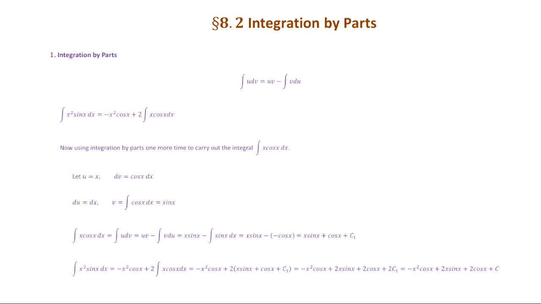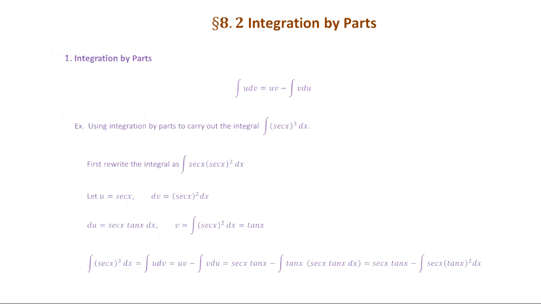So let's just do one more problem to finish this section. Integration by parts, this time we need to carry out the integral of secant x cubed. Again, you cannot find the answer directly from the formulas or use substitution. They will not work. If you try to substitute u to be secant x, it will not work out. So then you try to use integration by parts.